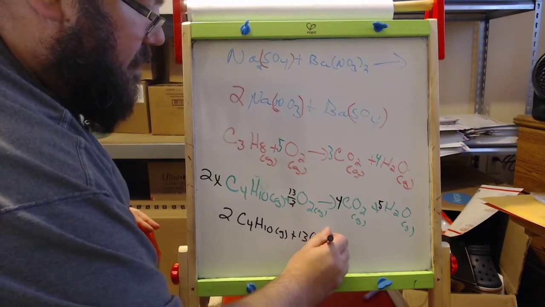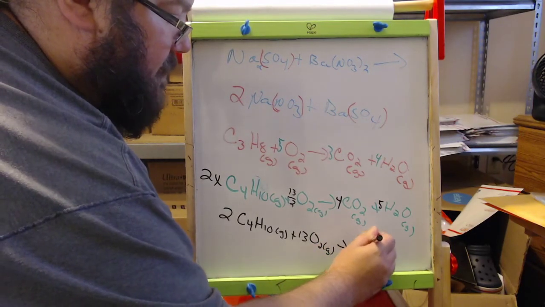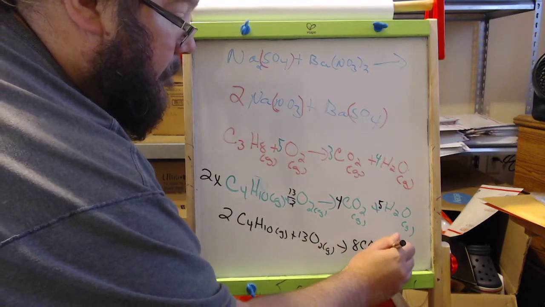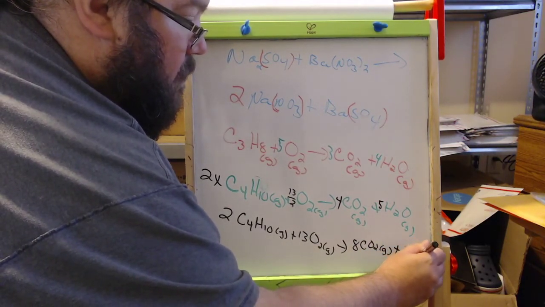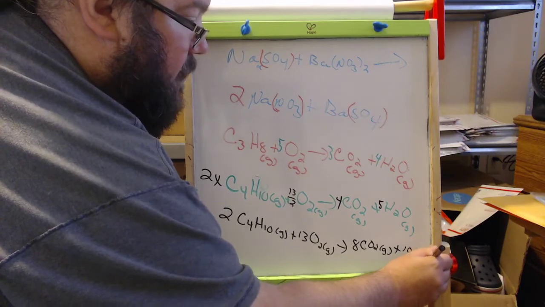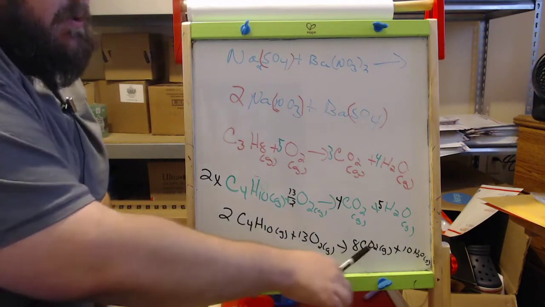13 O2 gases, 8 CO2 gases, plus 10 H2O gas. And we are now balanced. To be properly balanced, I need to be in my lowest ratio possible.